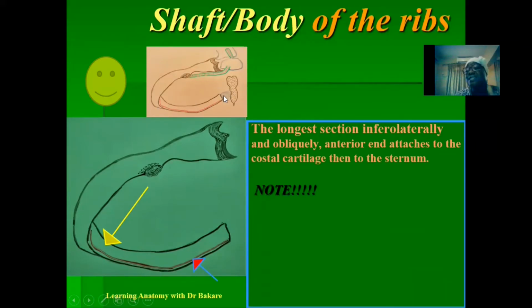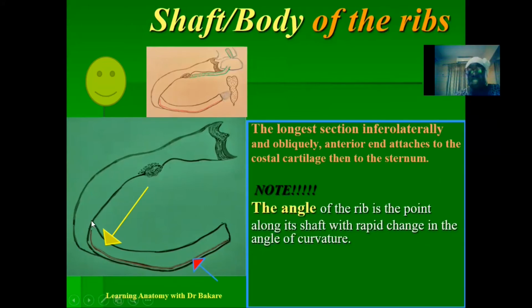There are some important regions within the shaft that is good for us to highlight, and that is the angle. The angle of the rib is a rapid change in angulation that is seen in the ribs. Remember, we said the ribs span from the thoracic vertebra posteriorly to be attached anteriorly to the sternum. There is a region along the shaft where there is this sharp turning. It tends to create a rapid change in the curvature of the ribs, and that region is called the angle of the ribs, and this is the angle of the ribs pointed in yellow.